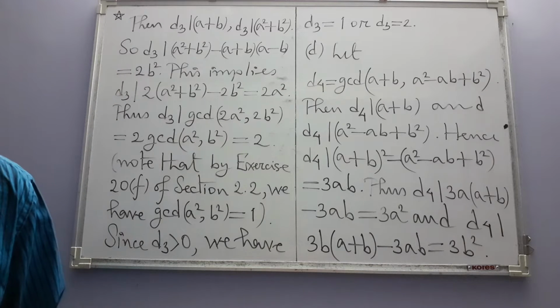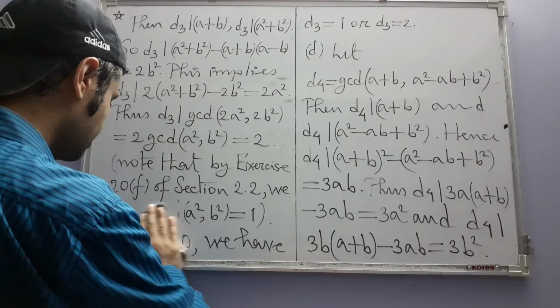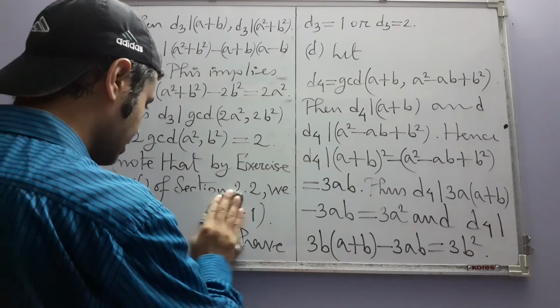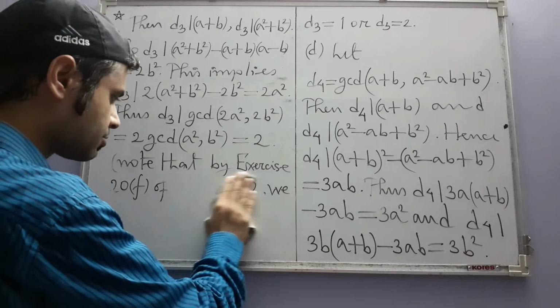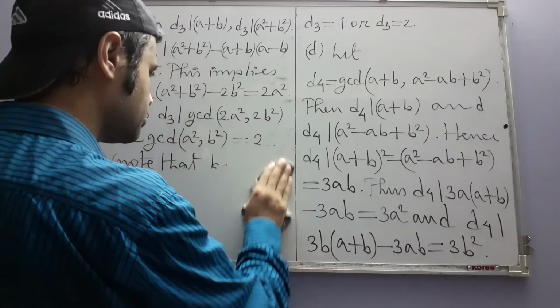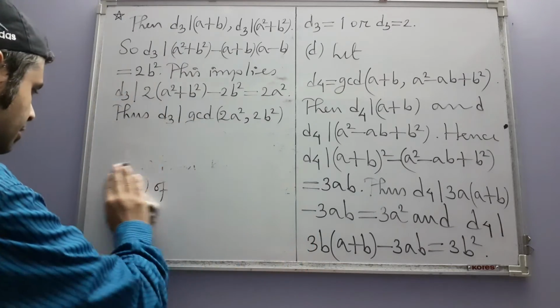Okay, now combining these two things, I think you can see what is to be done next. Now it's very easy, because we have got 3a squared and 3b squared, so we can simply take their GCD, and that will be divisible by D4.